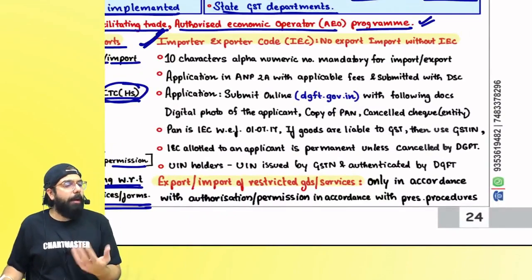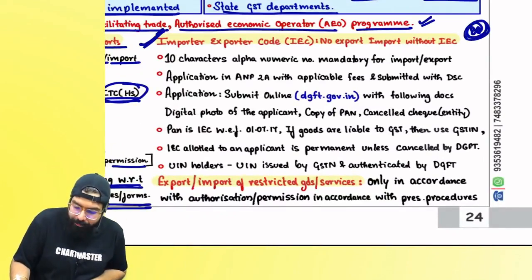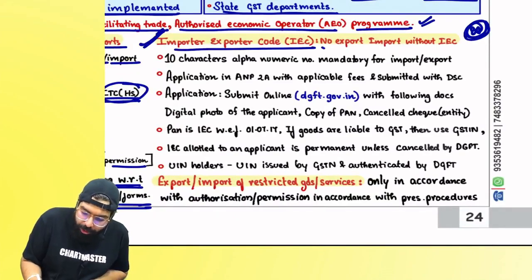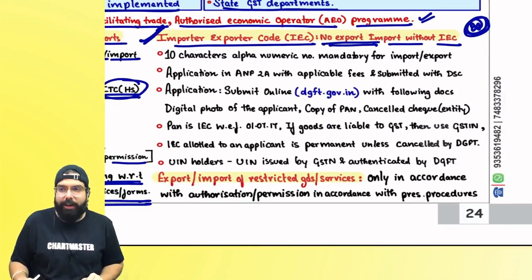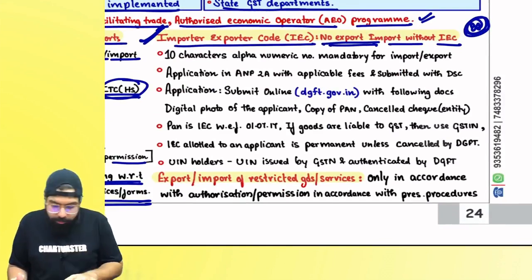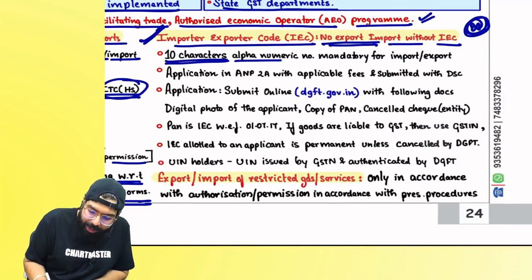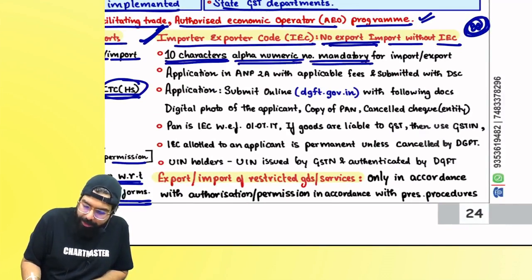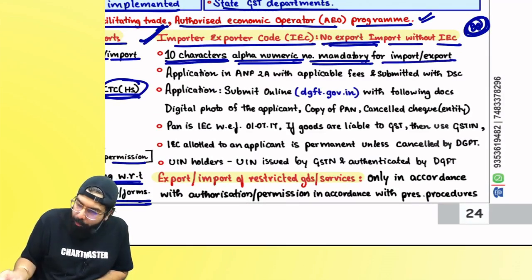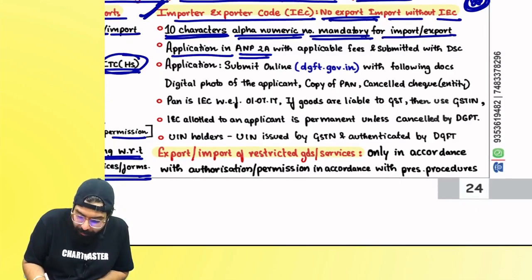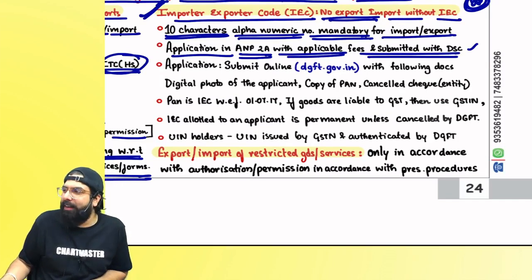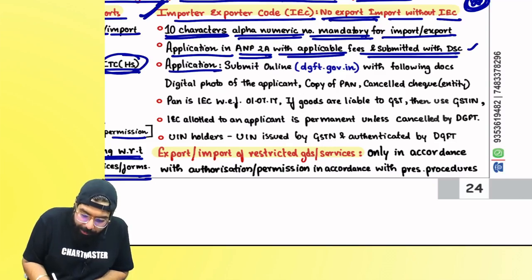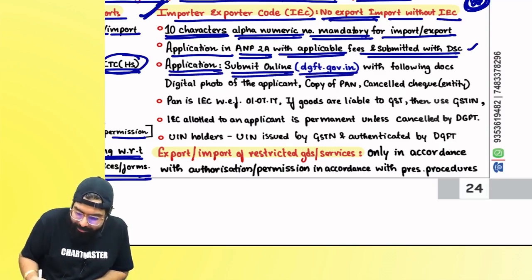Sir, what do you mean by import-export code? They can go ahead and ask you in the exam. Sir, it is the import export code; no export or import without an import export code. Did I show you over here that you have to go and apply online? Then a 10 character alphanumeric number is mandatory for import or export. The application with applicable fees shall be submitted with the DSC, digital signature. Application shall be submitted online at dgft.gov.in.